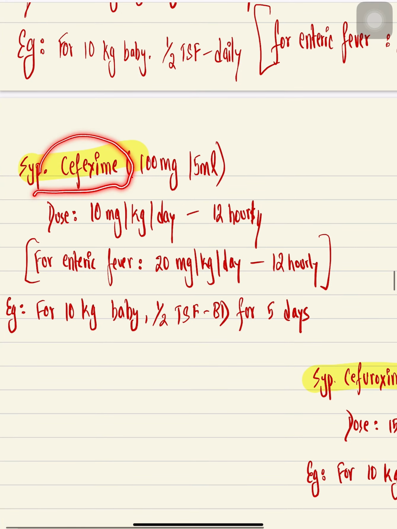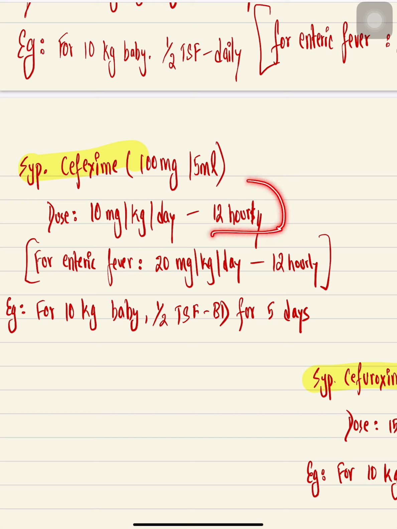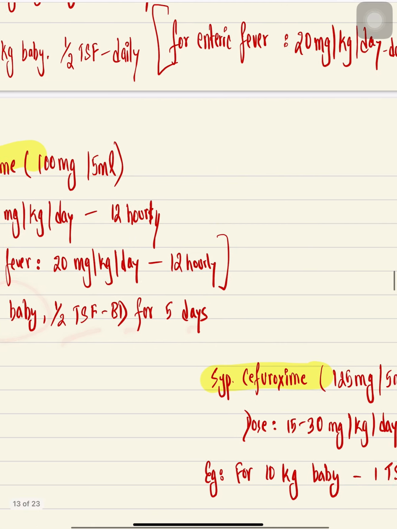Syrup cefixime 100 mg over 5 ml. The dose is 10 mg per kg per day BD. For enteric fever, 20 mg per kg per day BD. For a 10 kg baby, 1 TSF BD for 5 days.